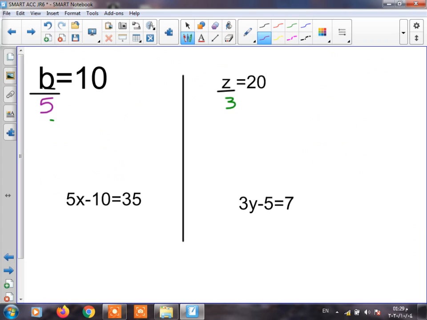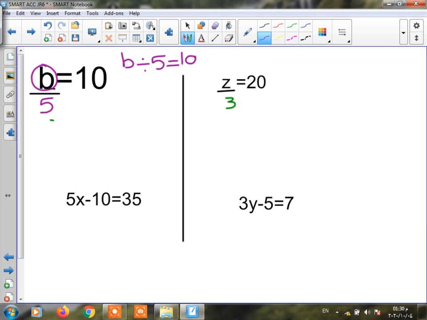b over 5 equals 10. What does that mean? b over 5 equals 10. What number divided by 5 equals 10? I want to solve this equation. This is like b divided by 5 equals 10. I ask myself, what number divided by 5 equals 10? We take it from junior 3. When I have this, I make times: 5 times 10 will be 50. So 50 divided by 5, the result will be 10.